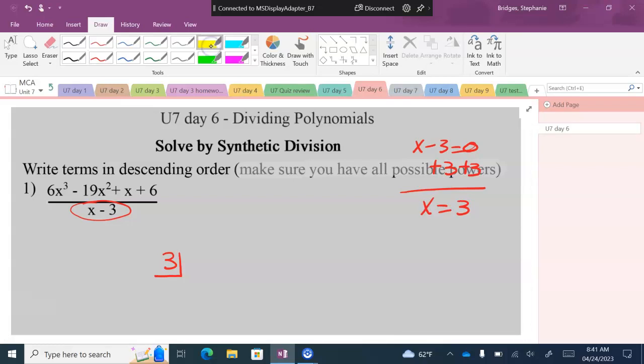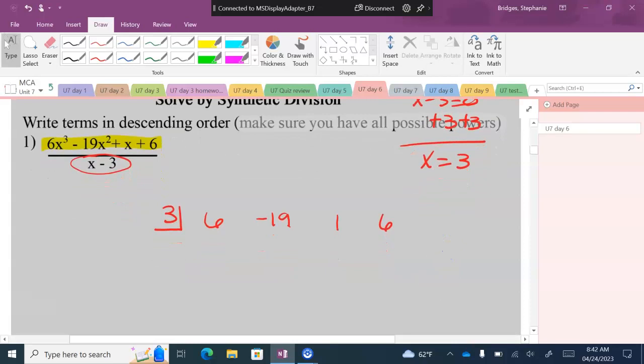And then we are going to use this polynomial, but we're only going to use the coefficients, the numbers in front of our terms. So what's the coefficient of my leading term? 6. So I'm going to put a 6. Then I use the coefficient of my x squared, which is negative 19. Then the coefficient of my x term, which is 1. And then my constant term, which is 6. Okay, so the 6, negative 19, 1, and 6 are all the coefficients of the polynomial that I'm dividing. Save a line, and then I draw myself a line. So you need to save a space in between those coefficients and the line that we drew.